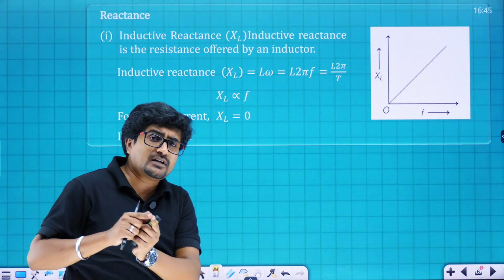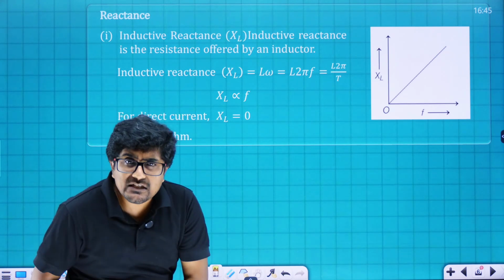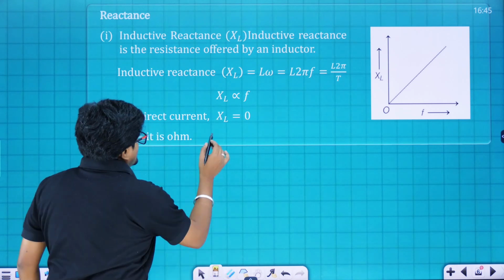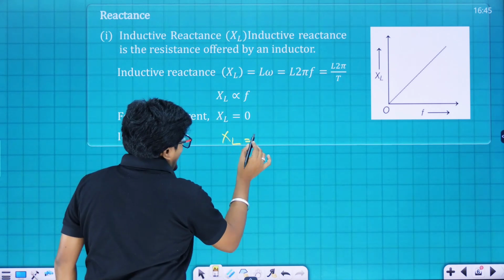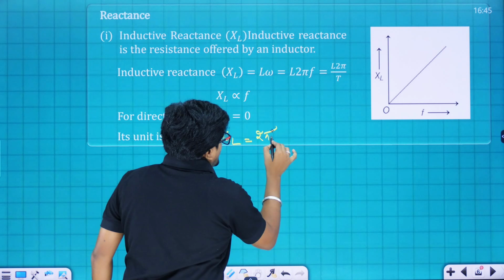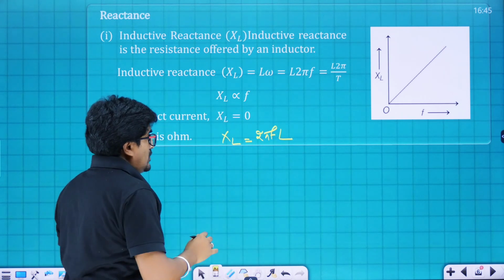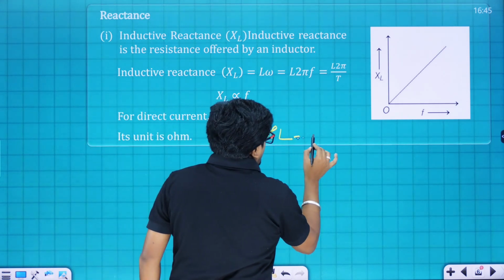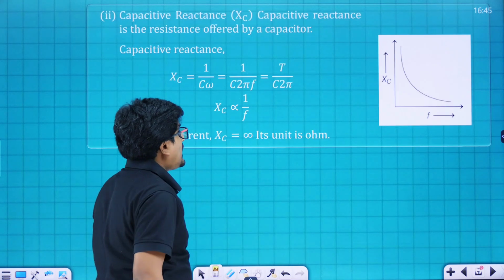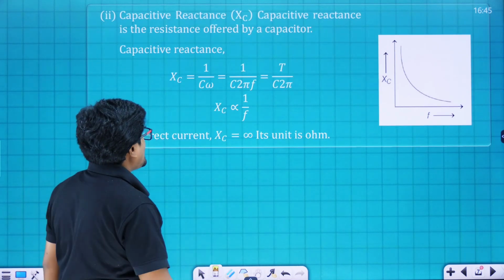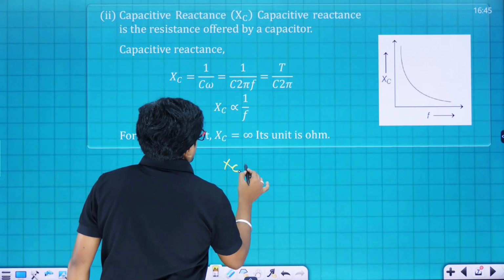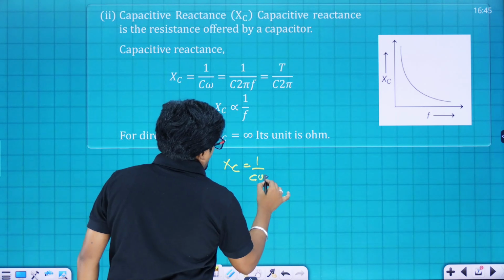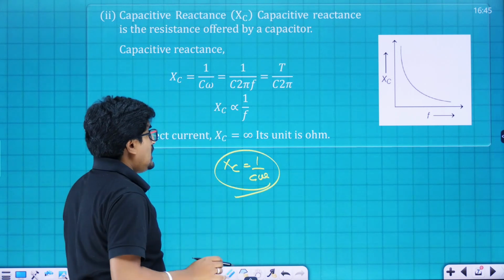Reactances are of two types: inductive reactance as well as capacitive reactance. Inductive reactance is represented as XL, that is 2 pi F into L, or the same can be represented as L times omega. All right, next is capacitive reactance. Capacitive reactance is XC, that is 1 divided by C omega.